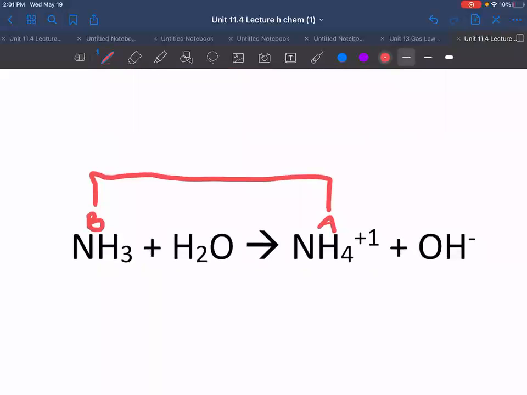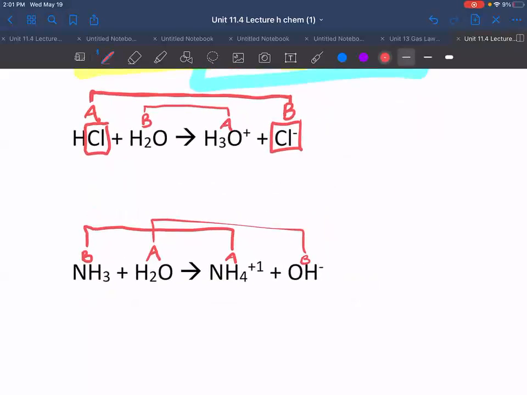If we have NH3 as the base, that must have meant that H2O acted like an acid and donated a hydrogen. If you lose a hydrogen, you create OH minus, which is the base. Any questions about this? All right, so feel free to work on that worksheet there.